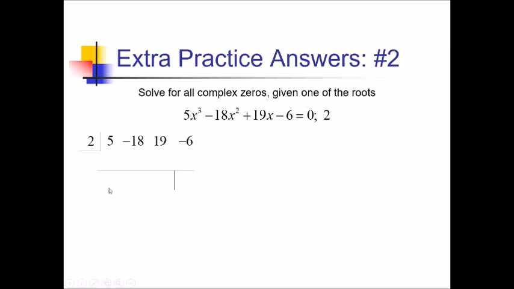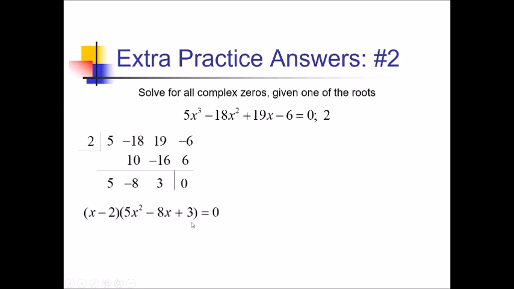So we bring down the 5, times 2 gives us 10, plus -18 is -8, times 2 is -16, plus 19 gives us 3, times 2 is 6, and then we get 0 when we add those last numbers together. So this means that we can factor our polynomial into x minus 2 times the quotient, which is 5x squared, one exponent lower than we started with, minus 8x plus 3.